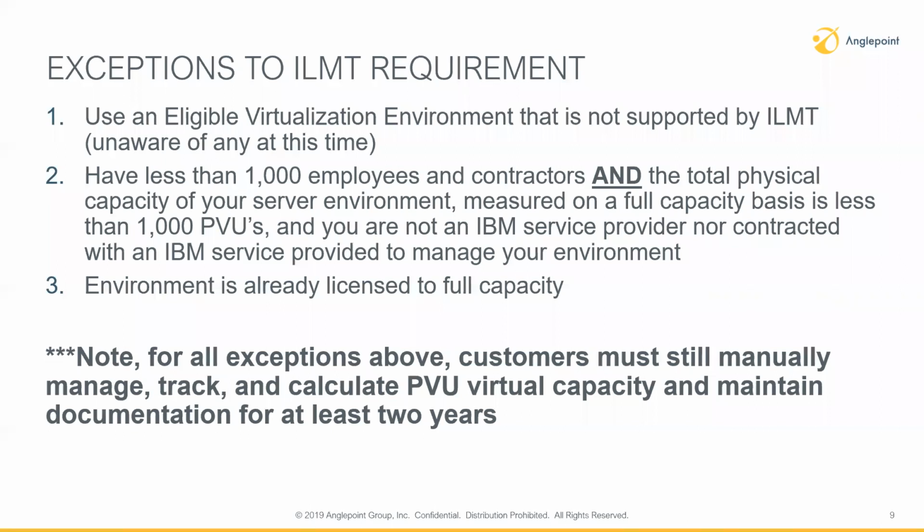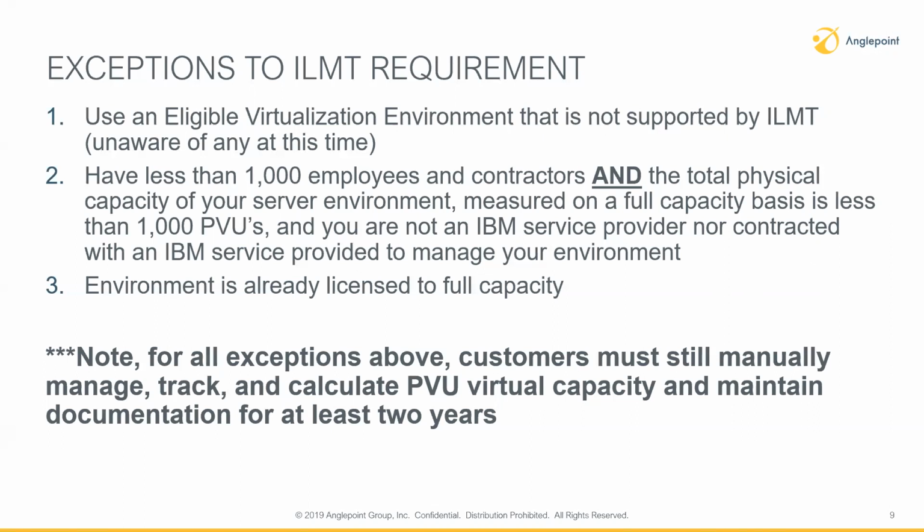So if your enterprise, if your company has less than 1,000 employees, that's part of it. The more difficult part is the total physical capacity of the machines where you have IBM software deployed. So the full capacity of the box, say the machines that have 32 cores, as long as that full capacity is less than 1,000 PVUs and you have less than 1,000 employees, then you would qualify and not have to install ILMT and not have to track it, not need to maintain reports, okay?